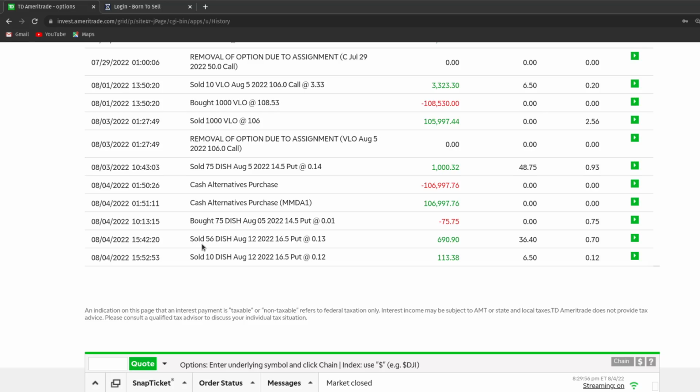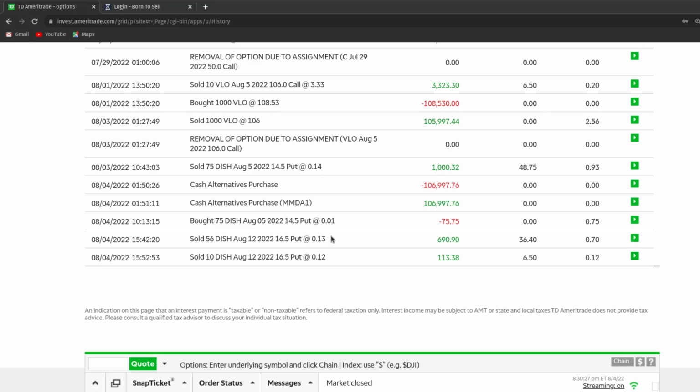And I established a new position in Dish at the 16 and a half strike, this time for expiry Friday, August the 12th, Friday of next week. Interestingly, I had to do two transactions in order to get into the position. I was only intending on selling 66 contracts because of the higher strike price. I couldn't get 75. I had to lower the amount of contracts that I was trying to sell.